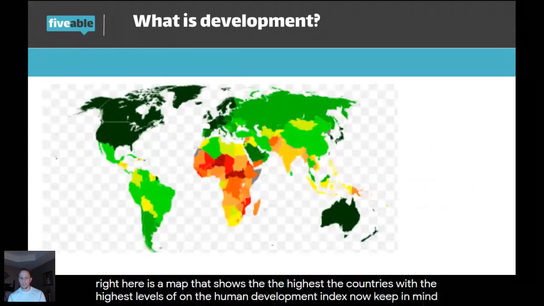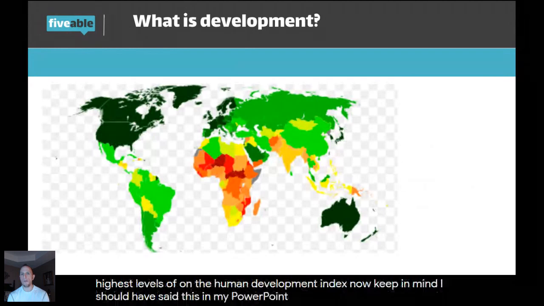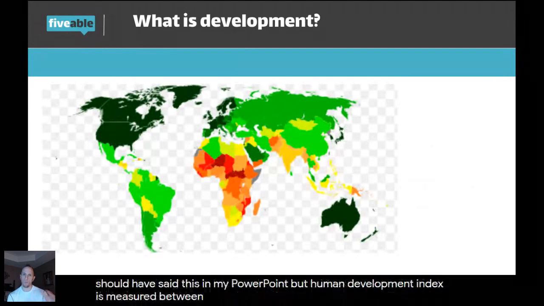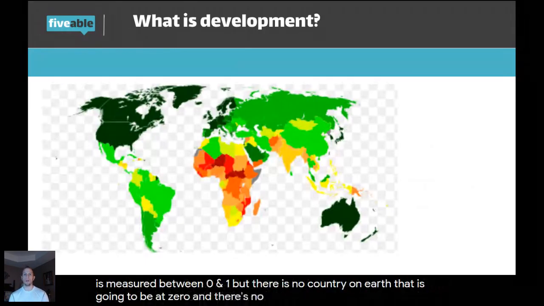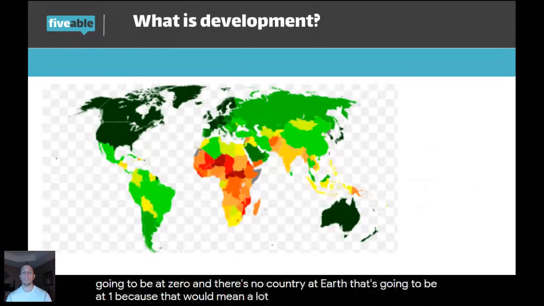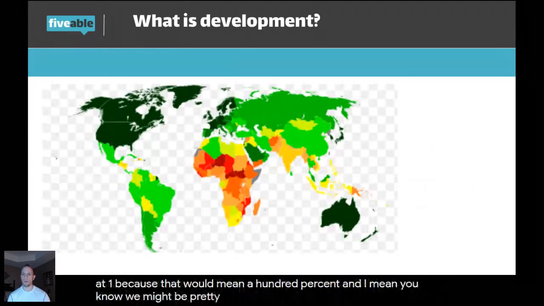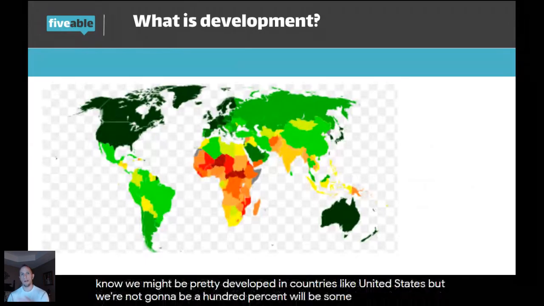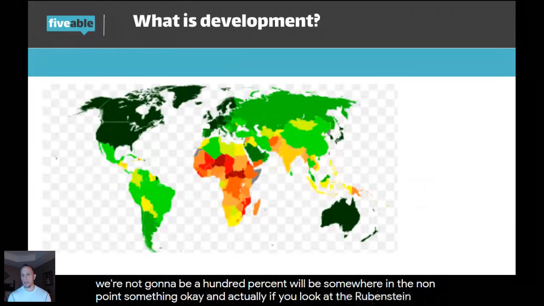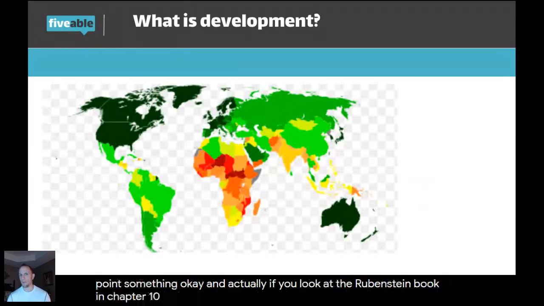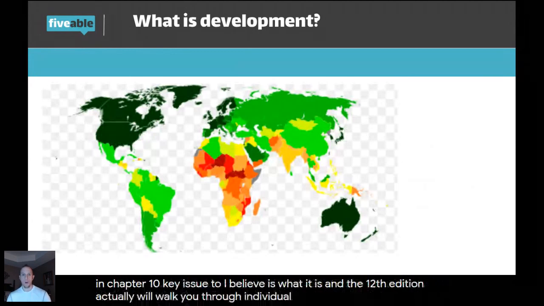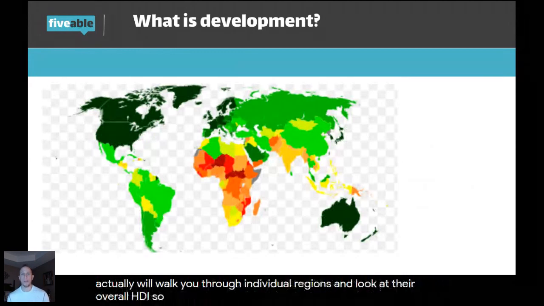Now, keep in mind, I should have said this in my PowerPoint, but Human Development Index is measured between 0 and 1. But there is no country on Earth that is going to be at 0, and there's no country on Earth that's going to be at 1, because that would mean 100%. We might be pretty developed in countries like the United States, but we're not going to be 100%. We'll be somewhere in the 9 point something. Okay. And actually, if you look at the Rubenstein book in chapter 10, key issue 2, I believe is what it is in the 12th edition, it actually will walk you through individual regions and look at their overall HDI. So definitely read that if you haven't already done it.